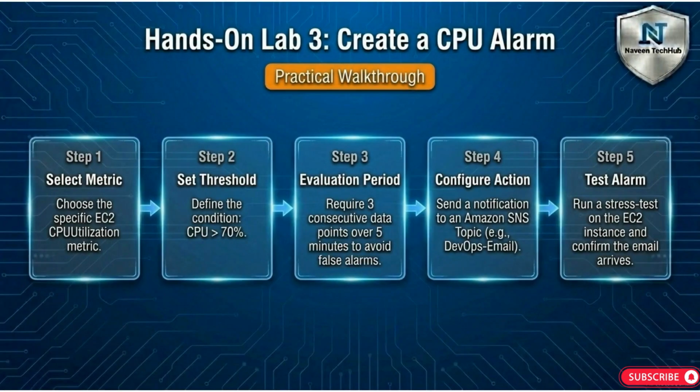Now let us create a simple CPU alarm conceptually. First, select the EC2 CPU utilization metric. Then define the condition, for example, CPU greater than 70%. Then choose the evaluation period, such as 5 minutes. After that, configure the action, such as sending an SNS email notification. Finally, test the alarm by creating CPU load on the instance.